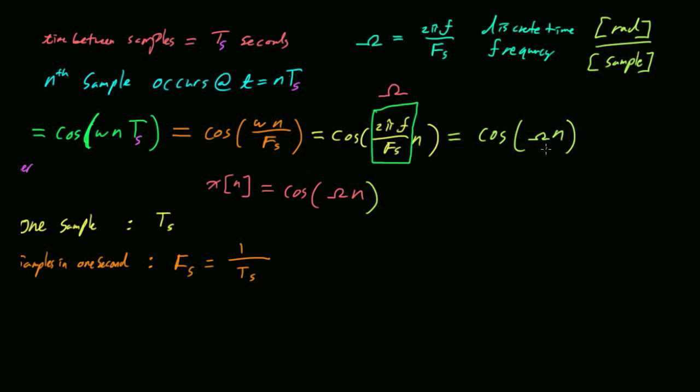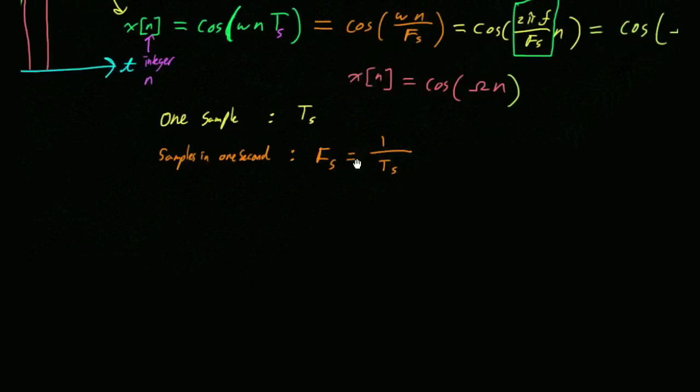So let's play some games here with this. Let's see what this means. Some very interesting properties are about to emerge from this. And from those properties, we should be able to deduce how many samples we need in order to make this work. So, let's say we have a 50 hertz cosine, and I'm going to sample it at a sampling frequency of 250 hertz.